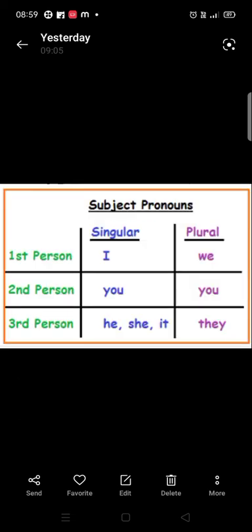Now here is a very simple chart where you will come to know about the first, second and third person. First person in singular is I and plural is we. Third person in singular form will be he, she, it, and in plural it will be they or them.